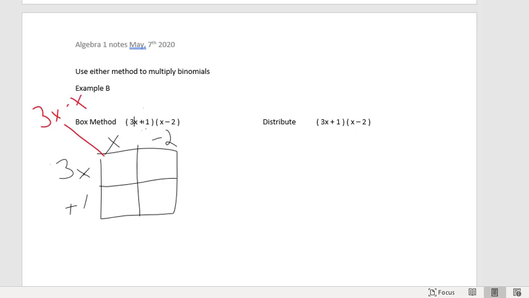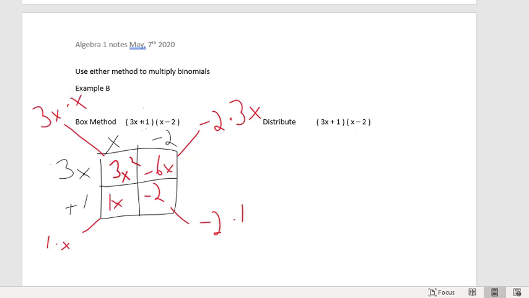3x times x is 3x squared. Negative 2 times 3x. Negative 2 times 3 is negative 6, so it's negative 6x. 1 times x, which is just 1x or x. And negative 2 times 1, which gives me negative 2.